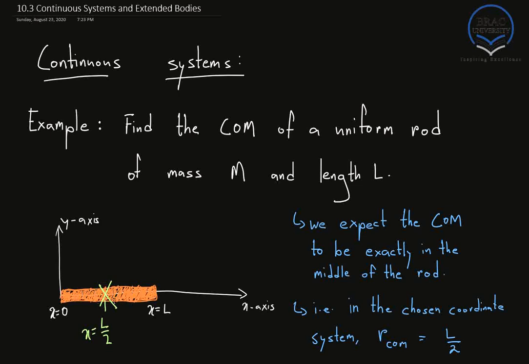So whatever calculations we do from here on, we expect that the final result for RCOM should be L by 2 i hat. If we write this as a vector, it's just L by 2 i hat. Let's see if this plays out.